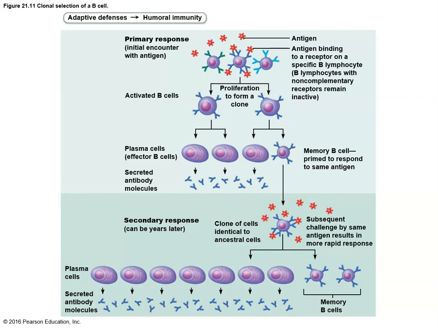But in the secondary response, when we pull out that memory and activate it and use it to produce the proper solution, look how many more plasma cells get produced. Way more plasma cells are produced in the secondary response that can be months to years later, and far more antibodies are secreted. So a much more powerful and much longer lasting response occurs with a secondary response.